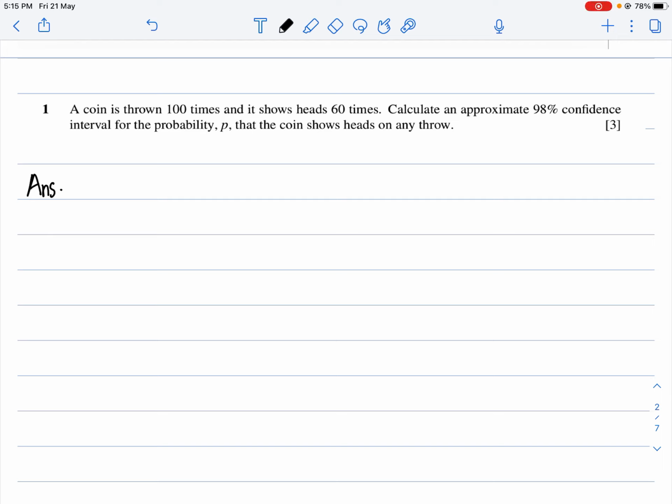This is the first question of the paper. As you can see, a coin is thrown 100 times. It shows heads 60 times. We need to calculate a 98% confidence interval for the probability P that it shows heads on any throw. For this, you need to know a very important formula called the proportion concept.